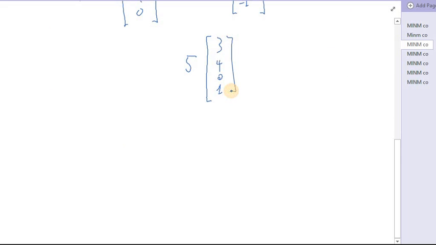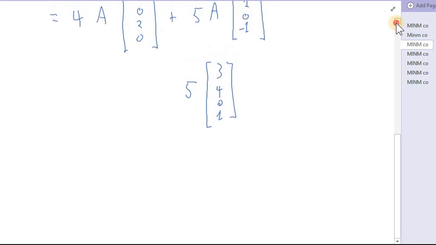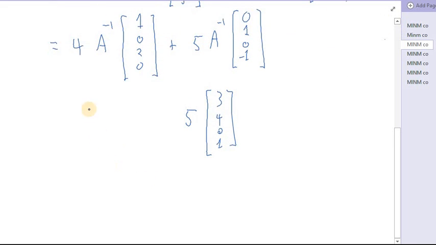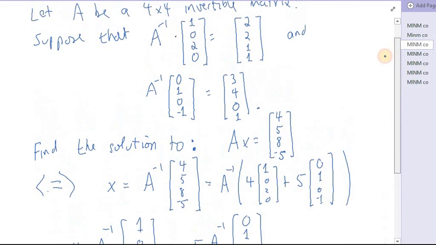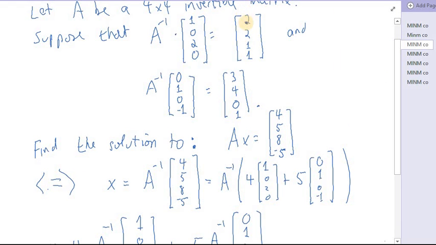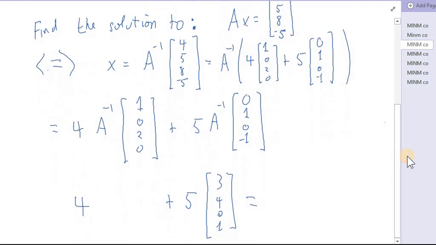And the first term, this 4 part, 4 times whatever this was, I'll have to look up and see what it was. As soon as I get that, I can make the linear combination and get my answer. So A inverse of (1, 0, 2, 0) was (2, 2, 1, 1) right here. Okay, so I'll put (2, 2, 1, 1).